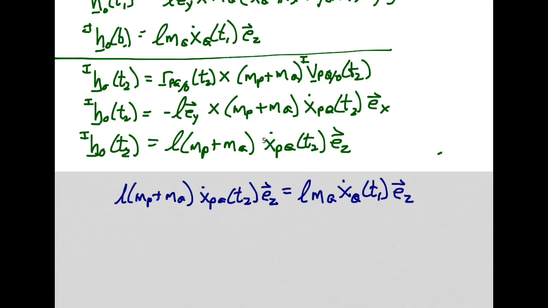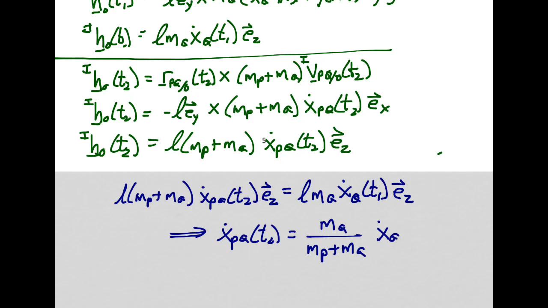And when we solve for x dot pq at time 2, we get the same expression that we had before, which is the ratio mq divided by the total mass mp plus mq, multiplied times x dot q at time 1.